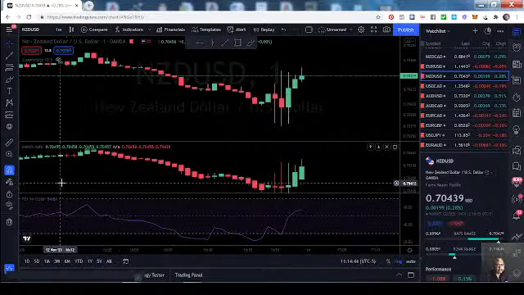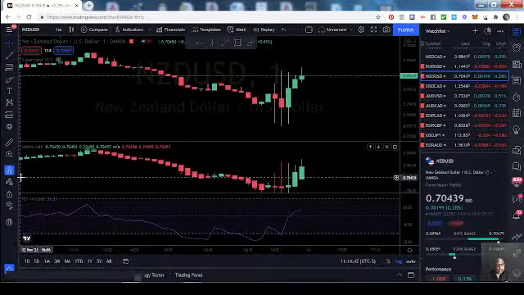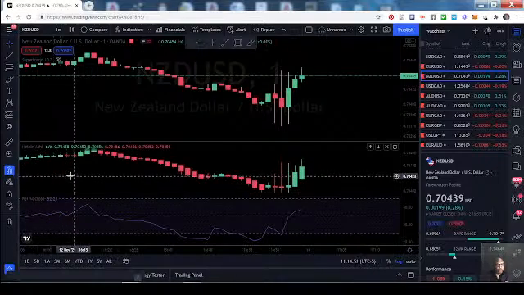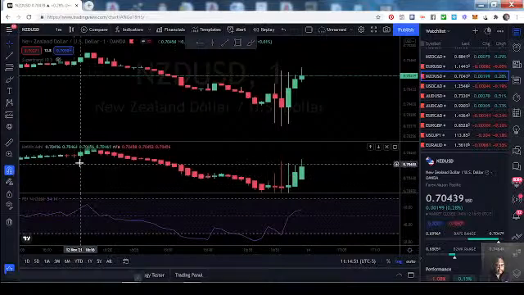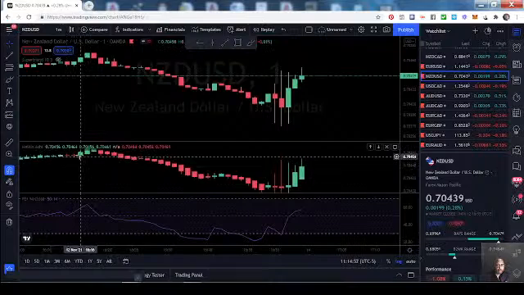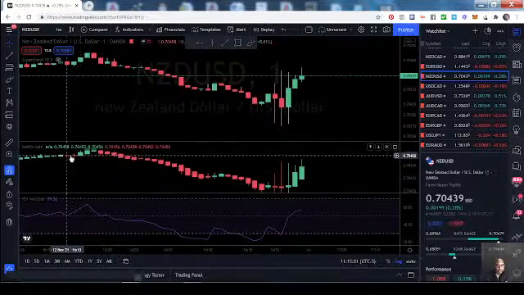With this, guys, you see all these green candles here. What you want to do is wait for the first green candle after the red candles. You want to wait for the first green candle on the Heikin-Ashi candles after the red candles. That's step number one.